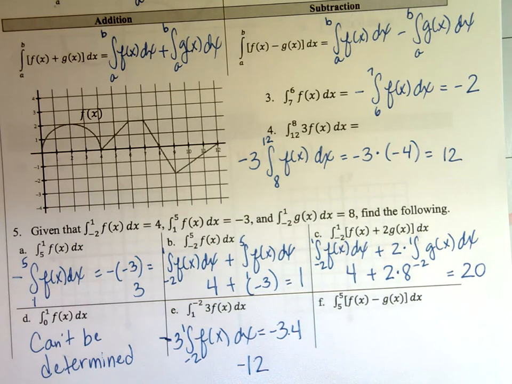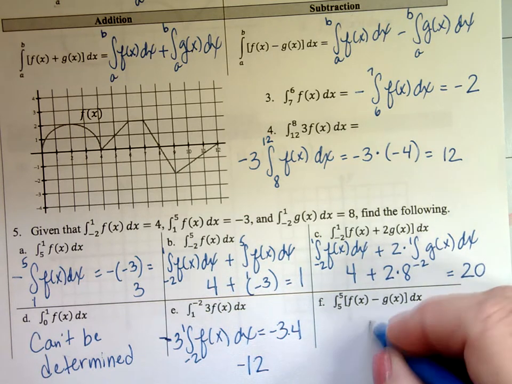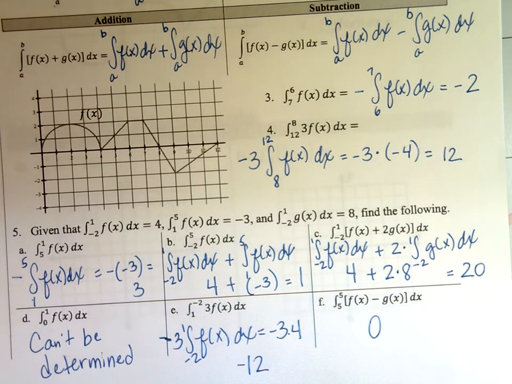And then the last one, f, goes 5 to 5. It hasn't gone anywhere. It starts at 5, it stops at 5. It hasn't accumulated any area, so that's that property that says that that guy's 0.